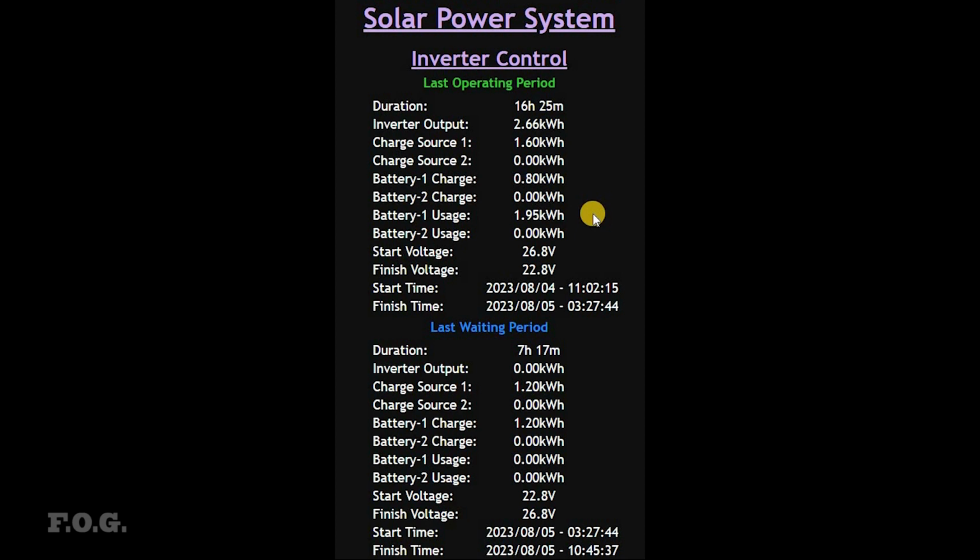In fact, I calculated it once before. The recovery rate was around about 97.5% in this system, which is well within spec of what can be expected from a typical LiFePO4 battery.